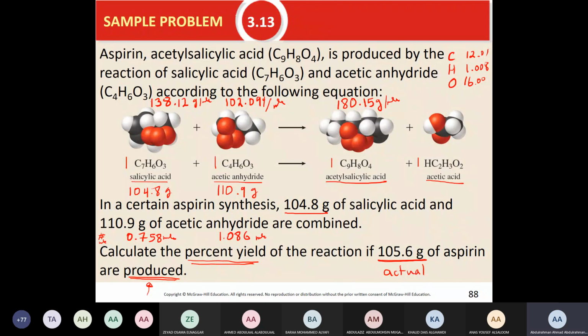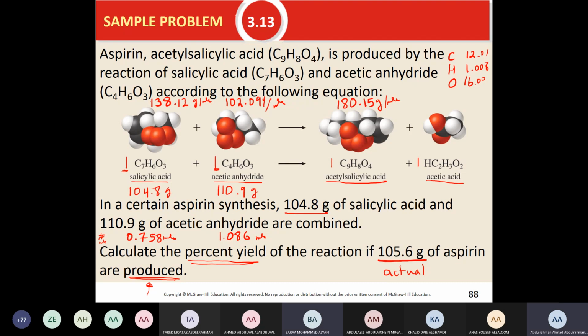My next question: which one is the limiting reactant? Salicylic acid. Why? Because it's less and it's 1-to-1, right? That's why 0.758 needs 0.758 of acetic anhydride. What will be the excess then? The difference between them. Excellent.